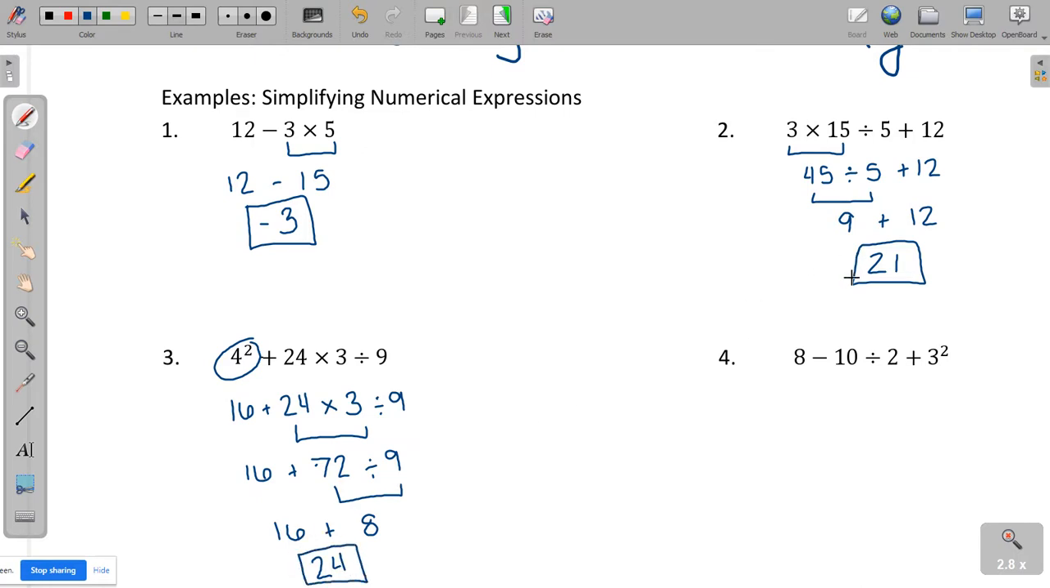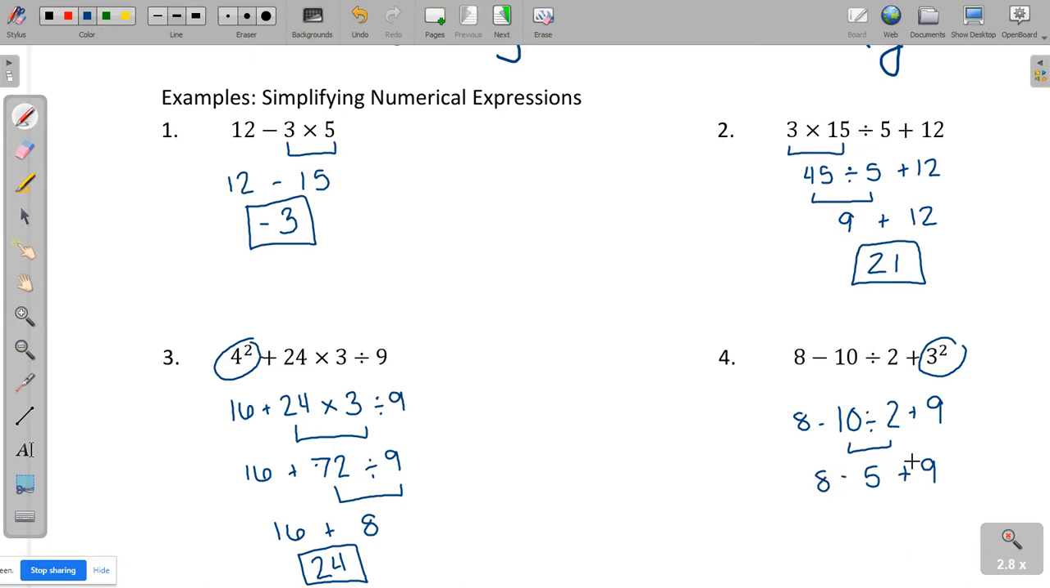Look at number 4. PEMDAS says we're going to take care of our exponent first. So 3 squared gives us 9. Bring down everything else as it is. And then we're going to divide. 10 divided by 2 is 5. Bring down everything else.